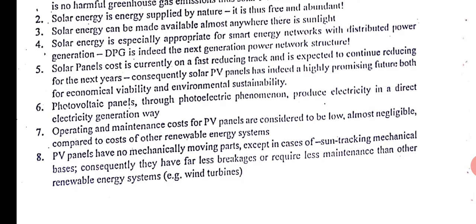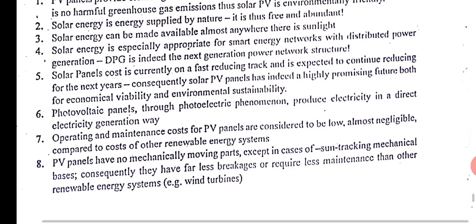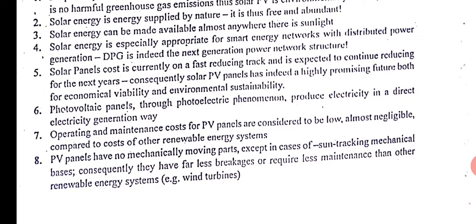And then solar energy is especially appropriate for smart energy networks with distributed power generation, DPG. Conventionally, you have very big power plants supplying power to the electricity grid even in remote places. But now with distributed power generation, you will have small generators like solar or wind generators, and they will also be supplying to the local areas. The local area supply is called distributed power generation. It is not centralized power generation, but distributed.